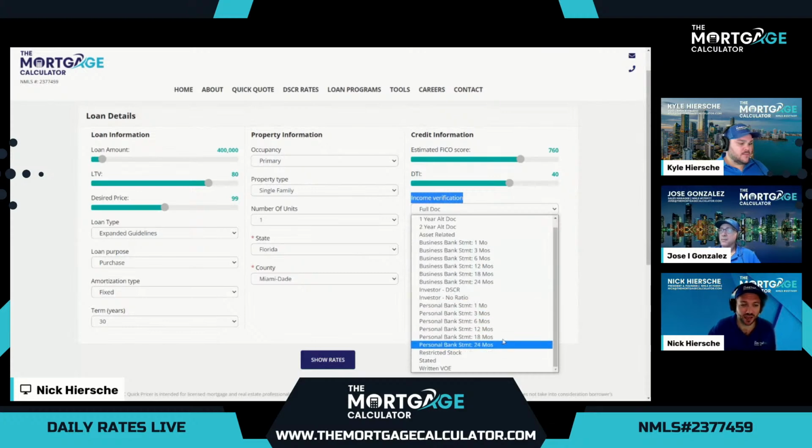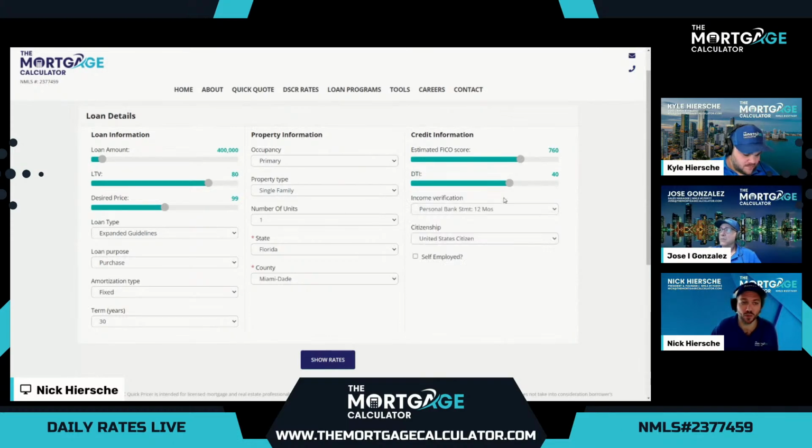And for our demo today, what we always go through is our most popular program for non-QM, which is our personal bank statement 12 months. That's going to be for our self-employed borrowers. Many times our self-employed borrowers with 2 years of tax returns often have write-offs and various other things going on, which may cause them to not qualify at all or not qualify for as much home as they want to purchase. So in this case, we're going to use an alternative income method.